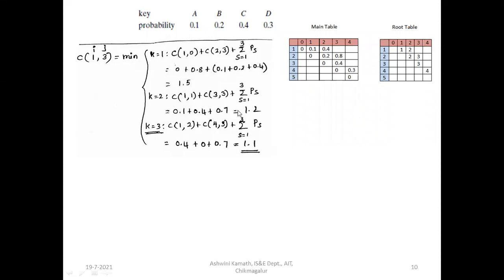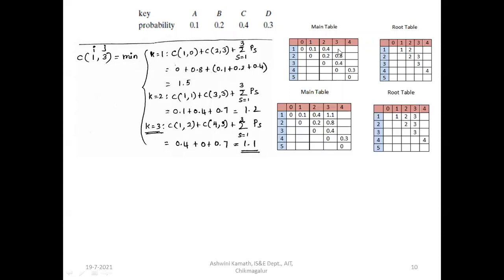When K is equal to 2, we are getting 1.2. When K is equal to 3, we are getting 1.1. Among these three, you have to select the one which has the minimum value, which is 1.1. That will be updated in the main table as 1.1, and for K equal to 3 we are getting the minimum value. So here the root value for (1,3) is equal to 3.